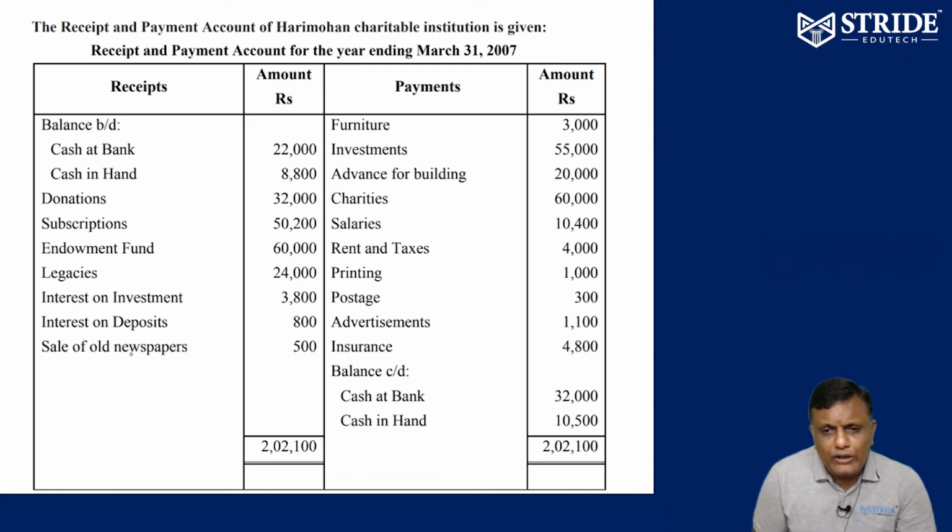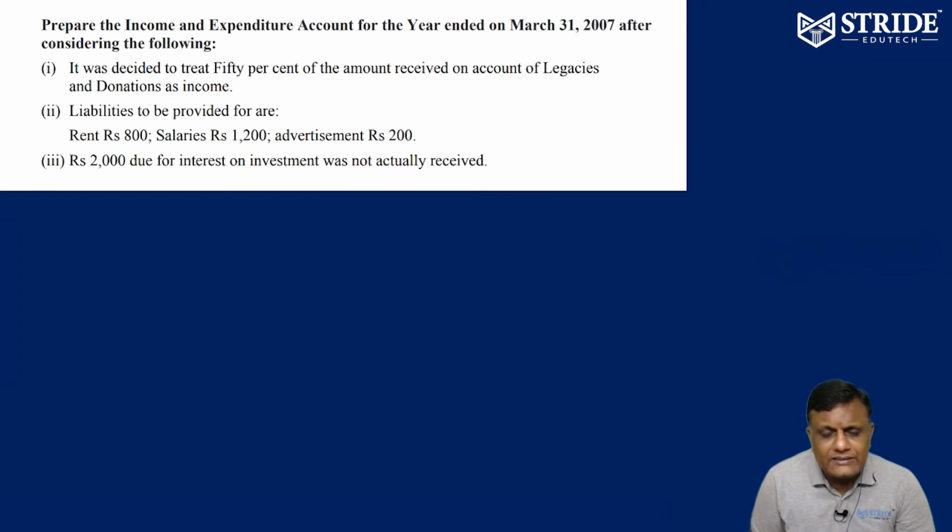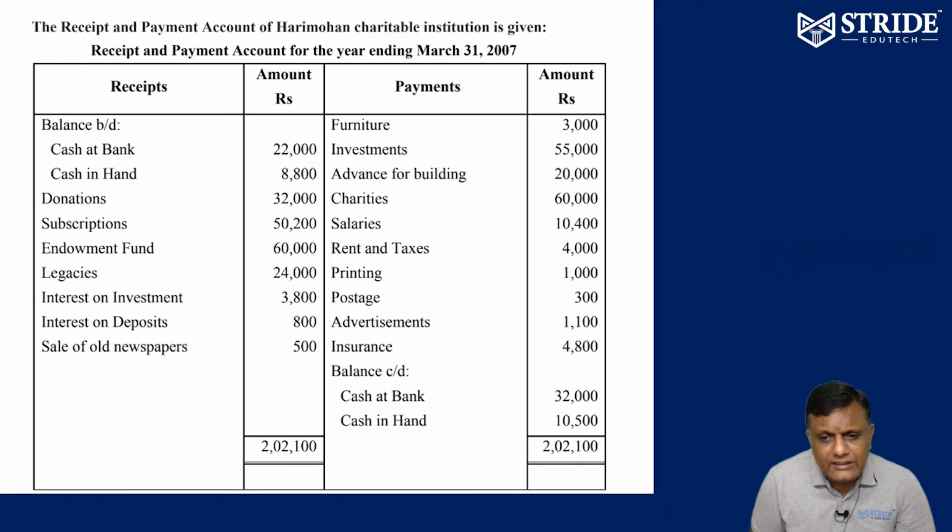So sale of old newspaper, how much? 500. It is purely income. We are not selling any assets. We are selling the waste paper only. Therefore, it is a revenue receipt. How much? 500. Is there any adjustment for old newspaper? Nothing is given. So sale of old newspaper 500 is a revenue receipt.